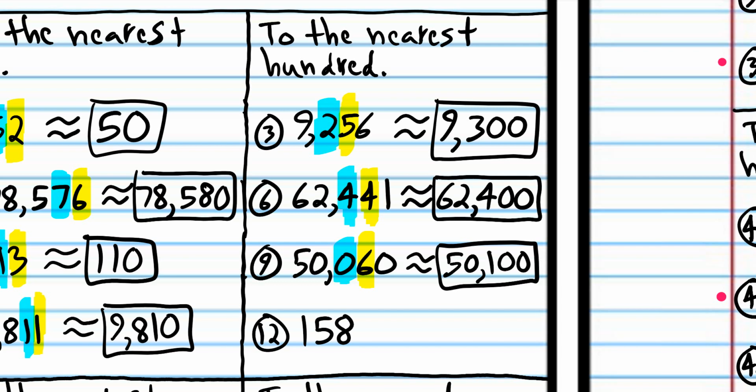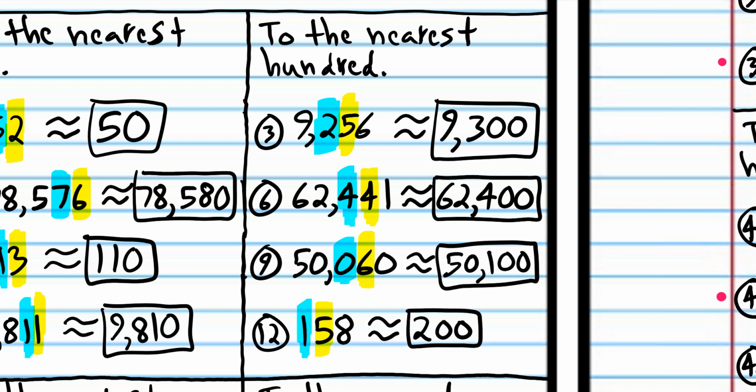All right, so the hundredths place is here. The number next to the hundredths place is here, so the 5 falls in the category of 5 or above. So we're going to round up. That means the blue number goes up by 1, and the other numbers go to 0. And there you go.